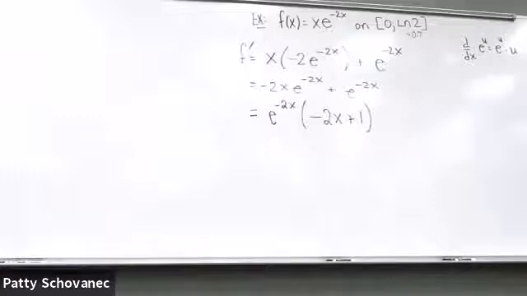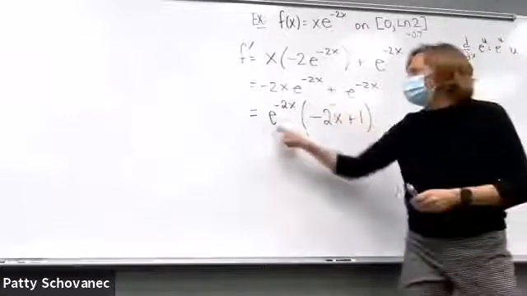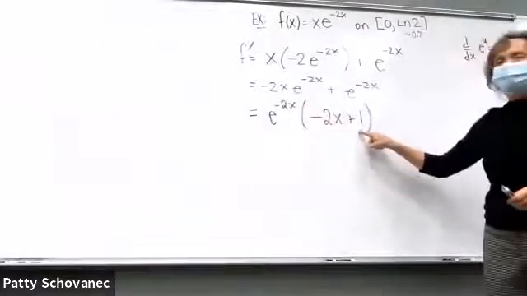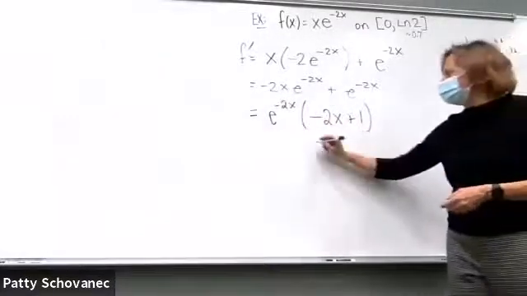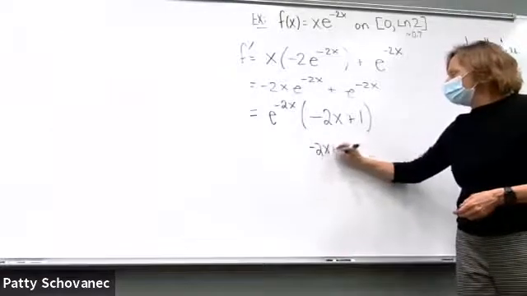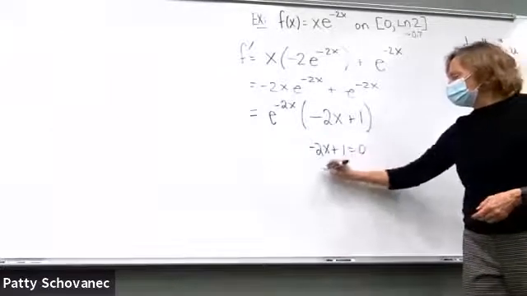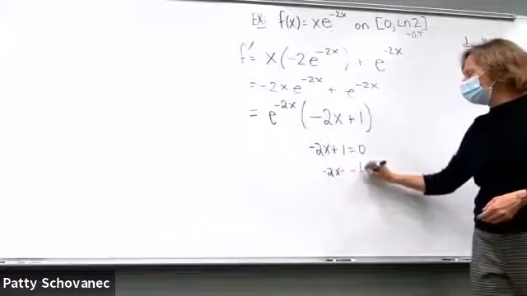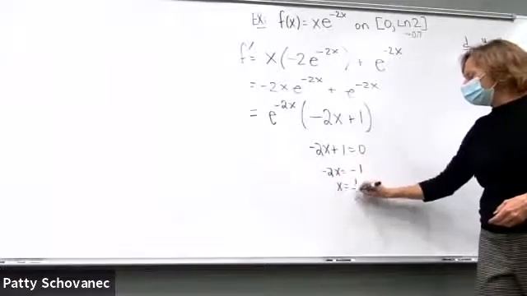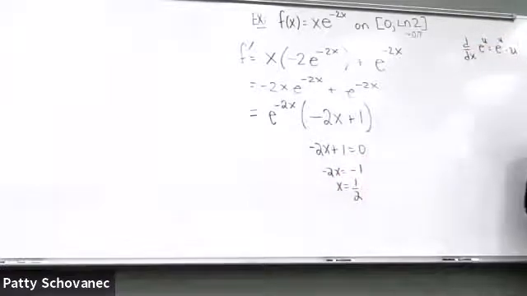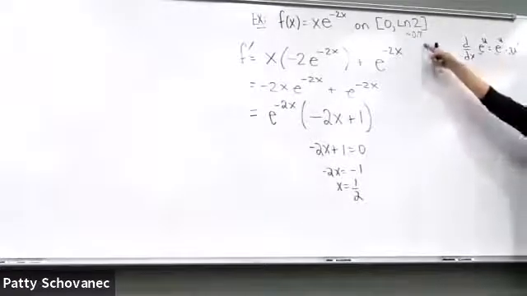All right, look, I factored out the e to the negative 2x, and the other factor is negative 2x plus 1. E to a power is always above the x-axis, so this factor is never 0. This factor is 0 when negative 2x plus 1 is equal to 0, so negative 2x is equal to negative 1. And so I told you you'd get a nice little critical number right there, one half, and it's smaller than the 0.7.